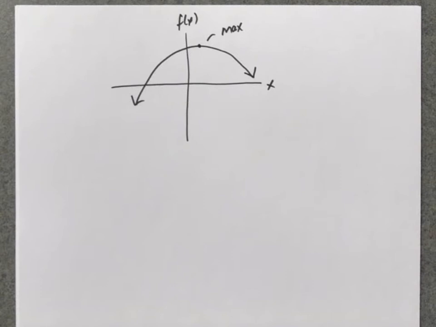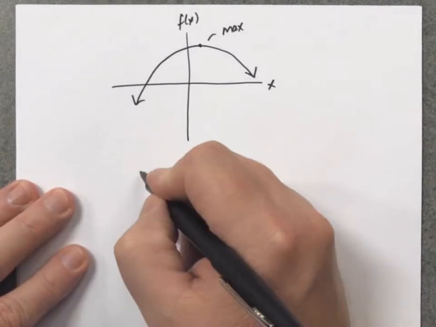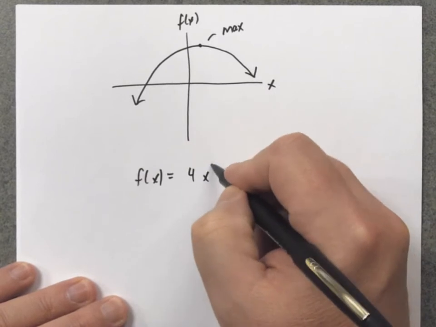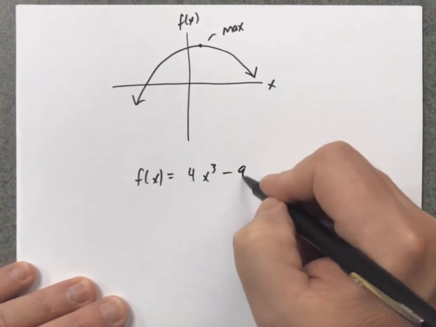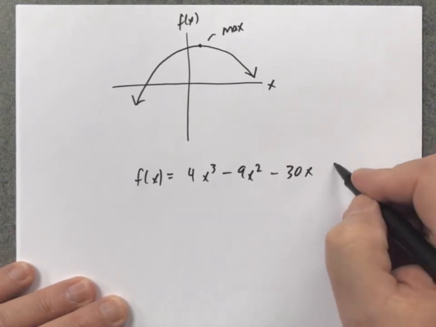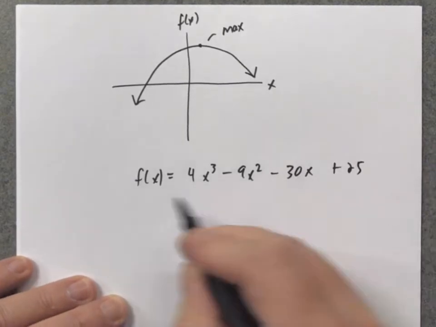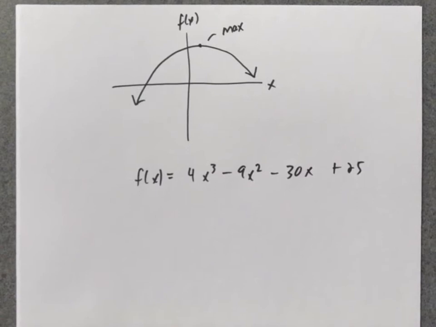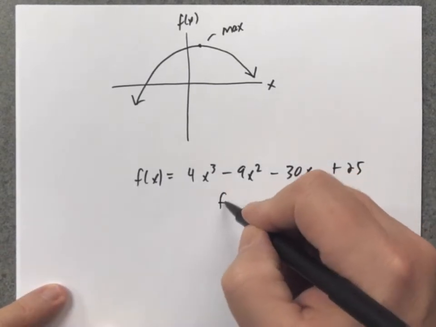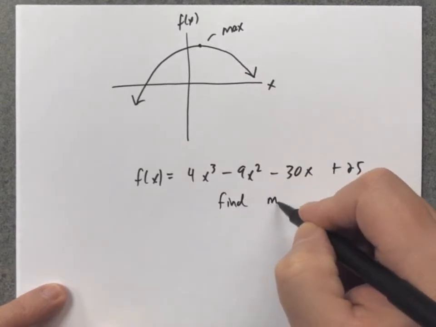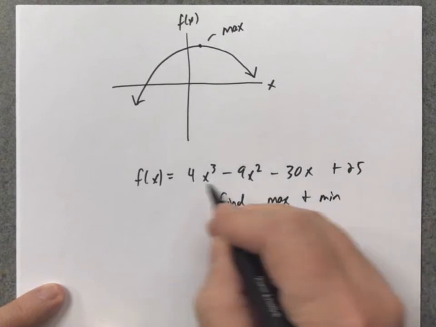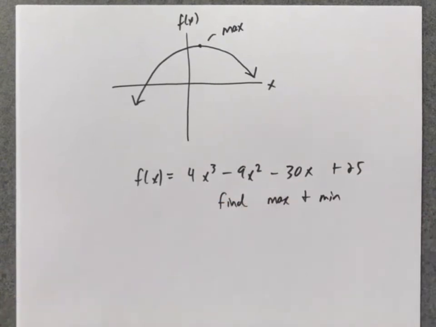In a minute, we're going to look at this function written as an equation. And we're going to be asked all kinds of questions about this. One of the questions is going to be, basically, find any maximums or minimums in this function.